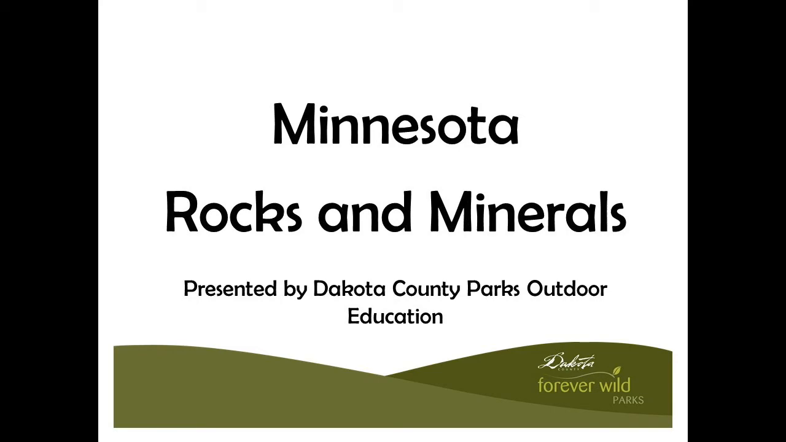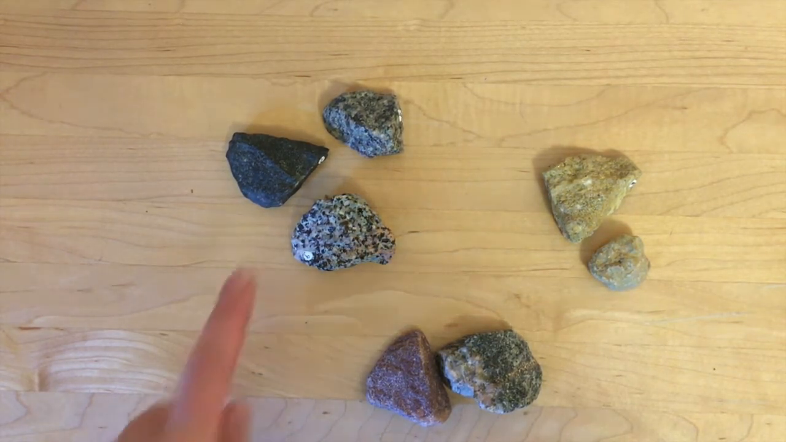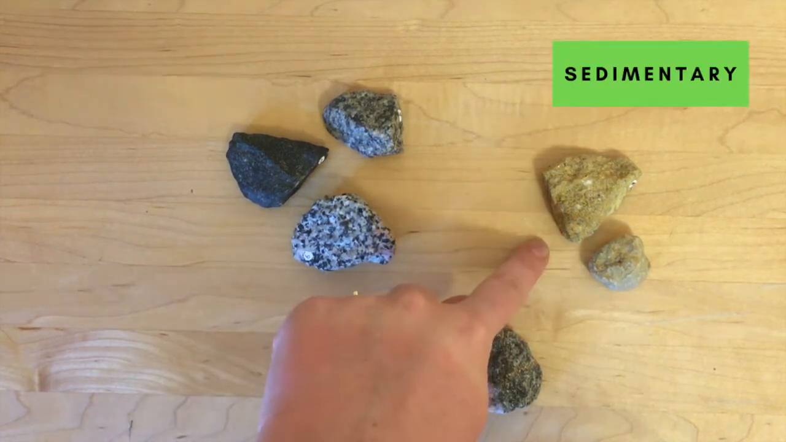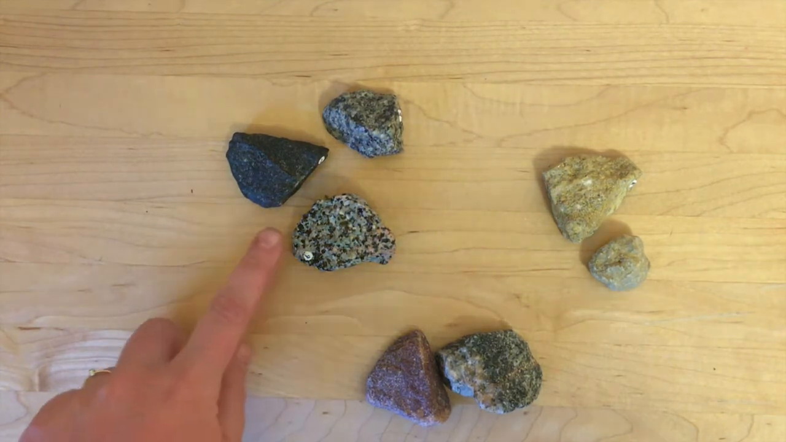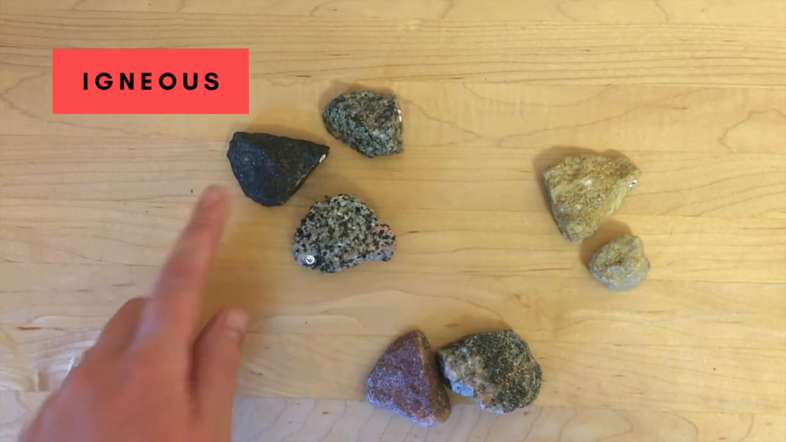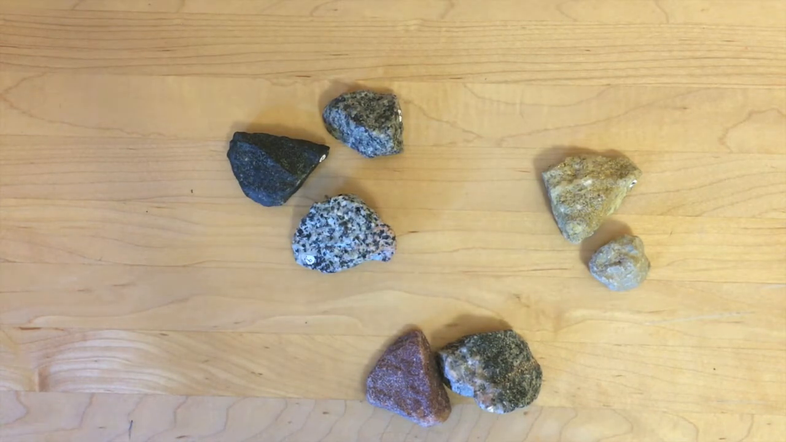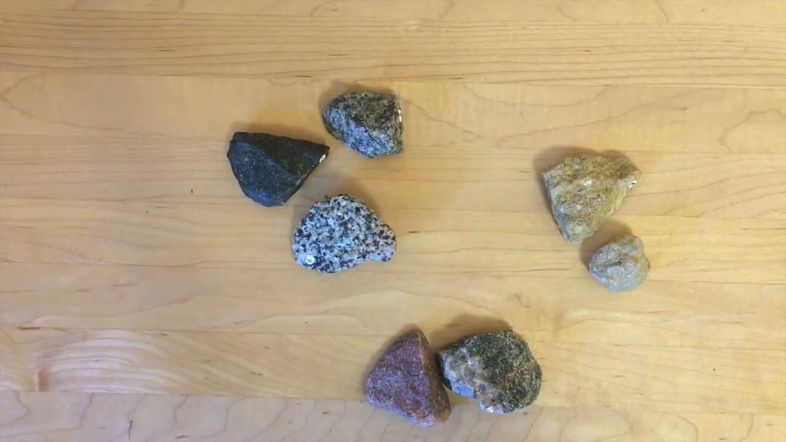Minnesota has plenty of rocks and minerals, but when you start to learn about rocks, it's important to remember that they just fall into three main categories. That's igneous, sedimentary, and metamorphic. In Minnesota, we have igneous rocks like granite and basalt, and these rocks were created through lava that cooled or magma from the Earth's crust.